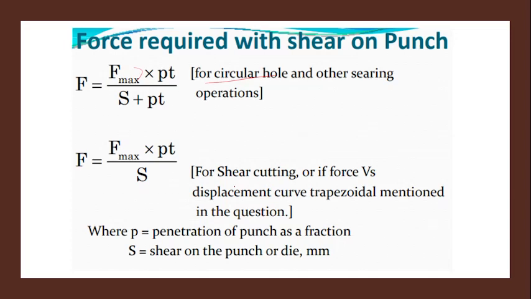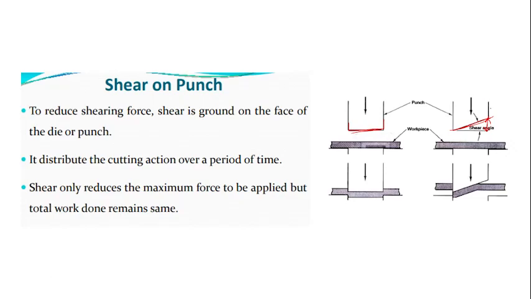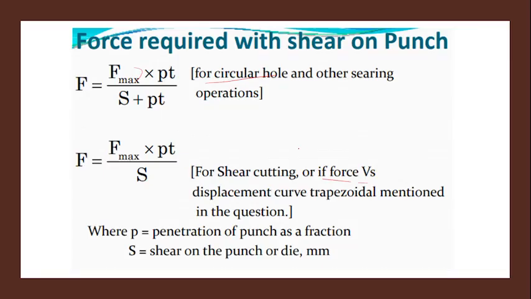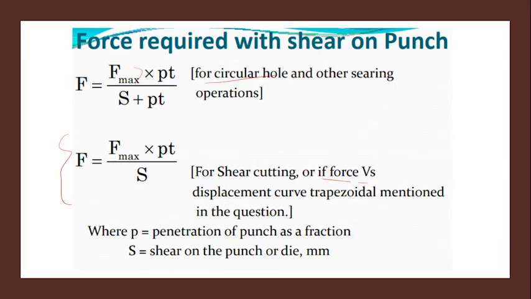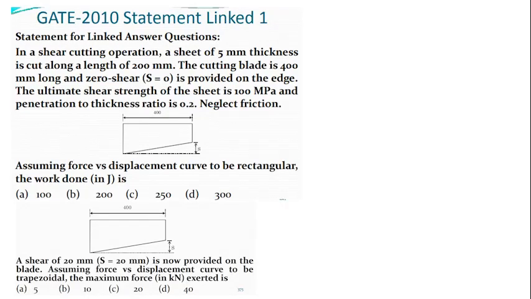And there are two conditions. Firstly, if in your question it is given that your force versus displacement curve is trapezoidal, and here your P is the penetration of punch as a fraction, and S is whatever the shear that is given on the die, this length will be your S. So this is also important that you should know. If they have provided shear, then what will be the formula? Now write this formula, and then try to solve this question.